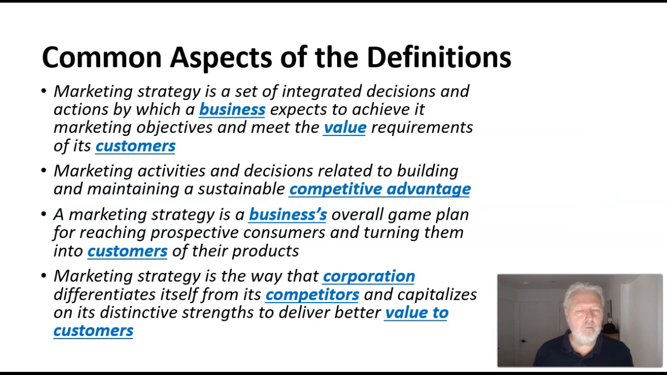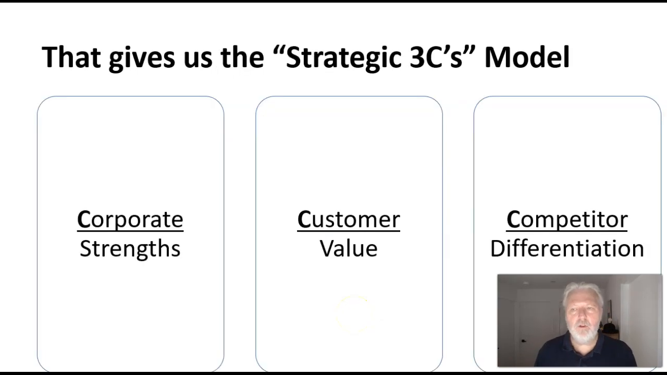Here are the 4, and I've underlined key words. So it's the business, we keep referring to us. We refer to value, we refer to customers. We refer to competitors and competitive advantage. Back to business, back to customers, the business or corporation, competitors, value to customers. So all the way through there are similarities of these definitions, which is where the 3 C's comes from.